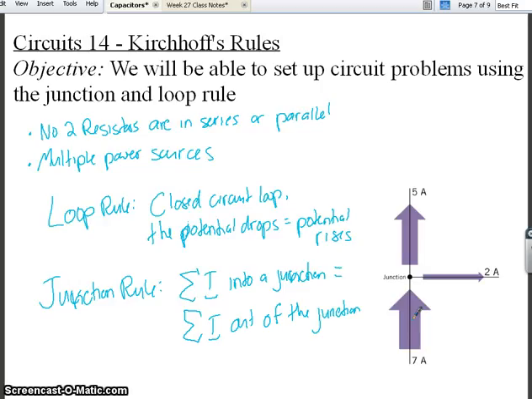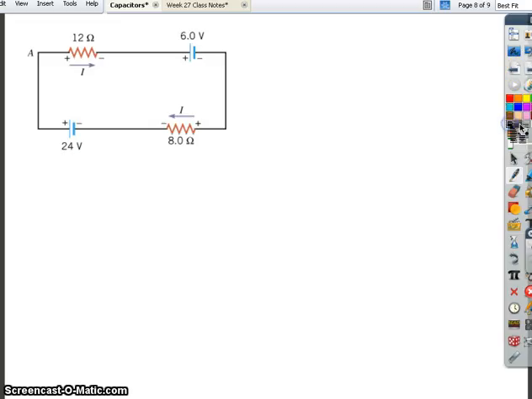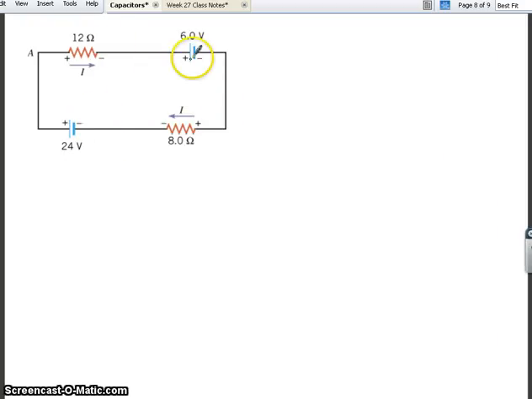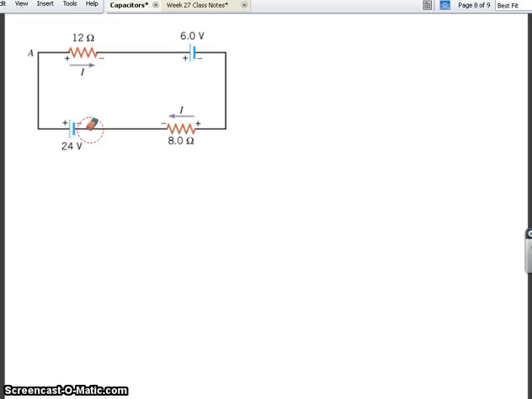All right, so let's do a couple problems to put these rules into practice because they're a little bit weird. Notice here I have a regular circuit with a 24-volt battery, a 6-volt battery, and 2 resistors. Notice these batteries are going in opposite directions. This battery is trying to go this way, this battery is trying to go that way. So we need to figure out how this is going to work.